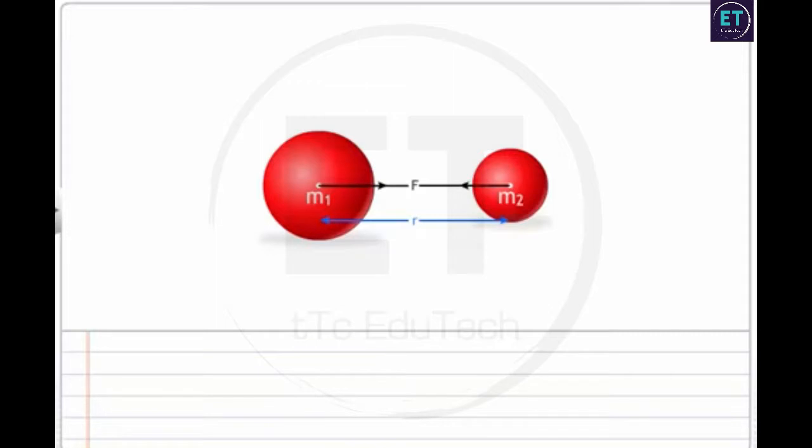According to Newton's universal law of gravitation, the gravitational force between two bodies, F, is directly proportional to the product of the masses of both the bodies, m1 and m2, and inversely proportional to the square of the distance between them, r. By combining both these relationships, we get the gravitational force between the bodies as F proportional to m1 m2 divided by r square.